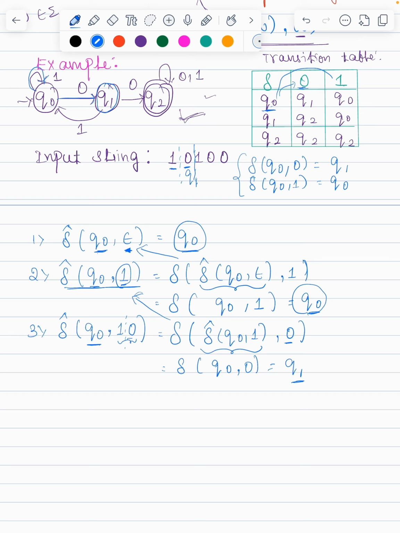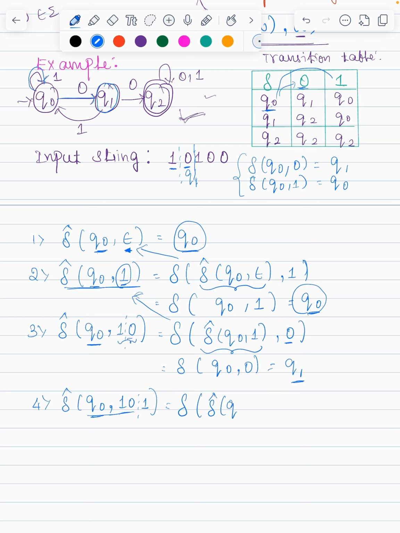Next, the first two symbols are already processed. Moving on to the next step, check the third symbol. Q naught comma 10 has been processed, and the current input symbol is going to be 1, which means starting from the state Q naught, which is the starting state, after processing 101 we would end up with which state we are going to check now. Delta of delta cap of, write the previous step. Why? Because till 10 we have an answer, right?